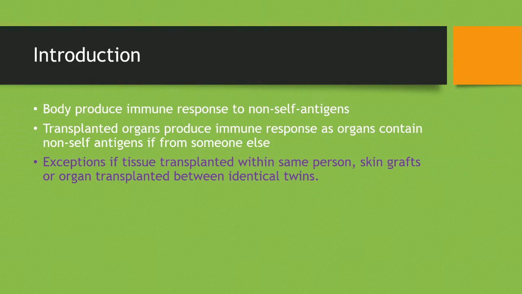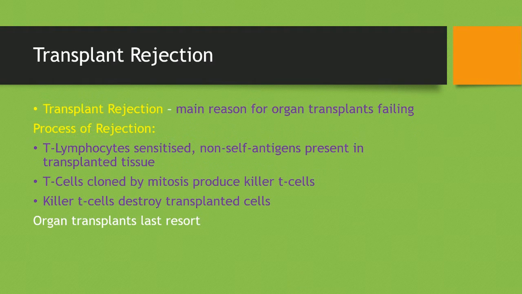So we're going to give you a quick introduction. The human body produces an immune response to non-self antigens. Transplanted organs will produce an immune response as these organs will contain non-self antigens if from someone else. So for example, if I needed a kidney transplant and I just took it from a randomer out there, they'll have antigens that my immune system won't recognize, and therefore an immune response will be triggered. However, there will be exceptions made if the tissue that is transplanted is within the same person, for example skin grafts, or an organ transplanted between identical twins because they have the same genetic makeup.